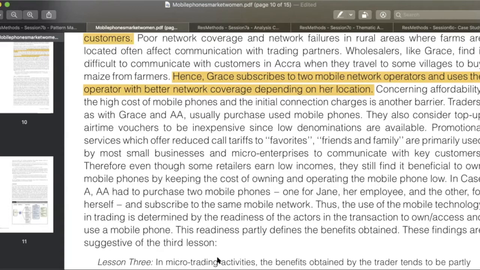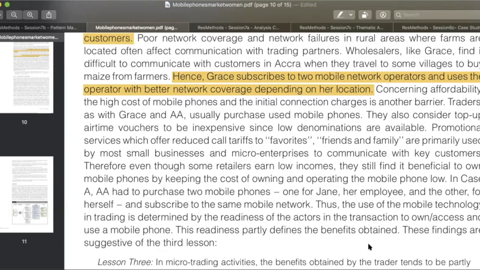Because of that, Grace has gone ahead to subscribe to 2 mobile networks. On the other hand, AA, who is a tomato retailer, has bought 2 phones, one for Jane and one for herself. Now she's a retailer, so she doesn't move around. It is her employee, Jane, who is doing the moving around, but Grace does the moving around by herself. So Jane has the same network as AA, and they subscribe to the same mobile network.